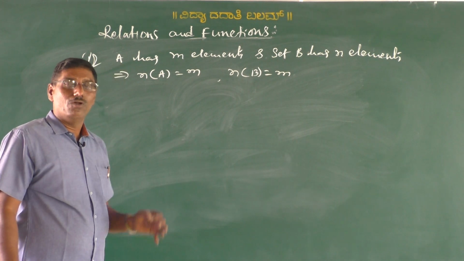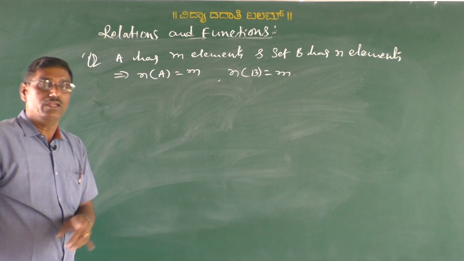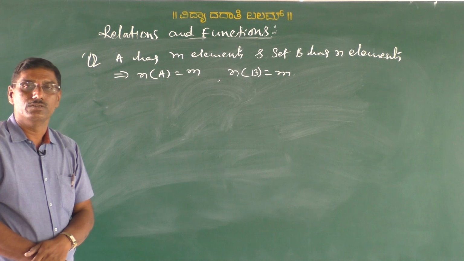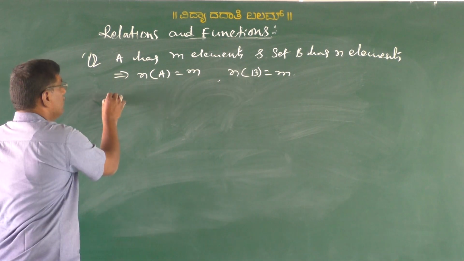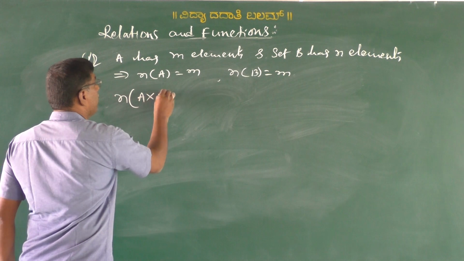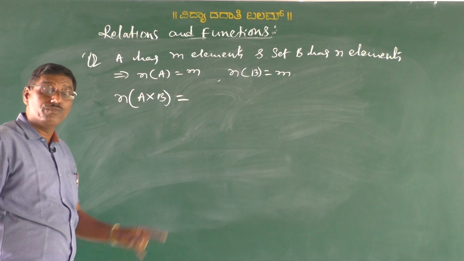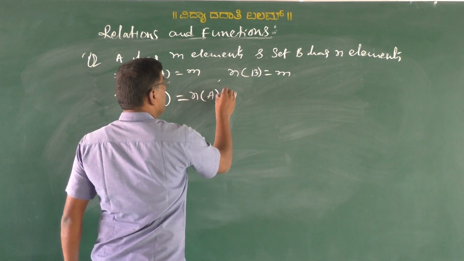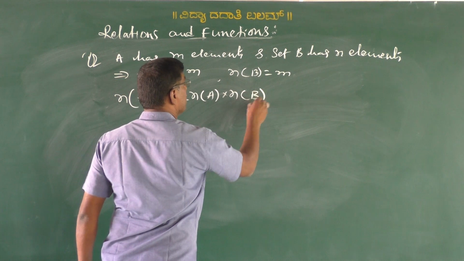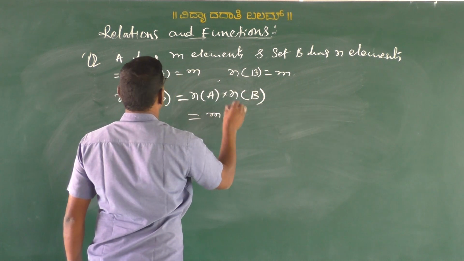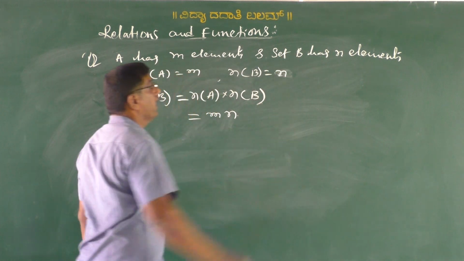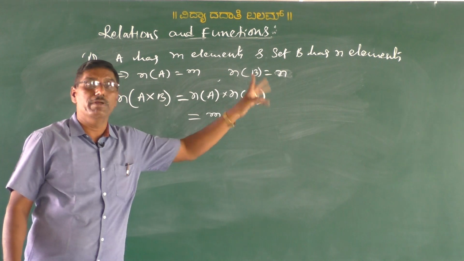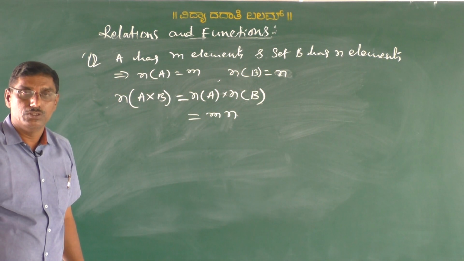Then how many elements are there in the Cartesian product of these two sets? When such a question comes, that means the number of elements of A cross B is n of A into n of B. That means, sorry, this is n elements. n of A into n of B is equal to mn elements. Are you understood?